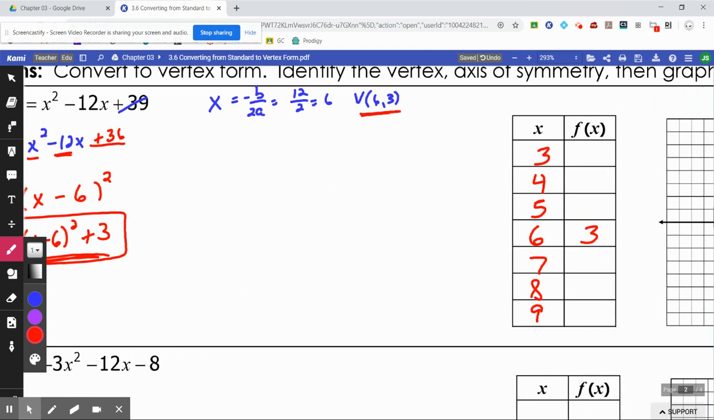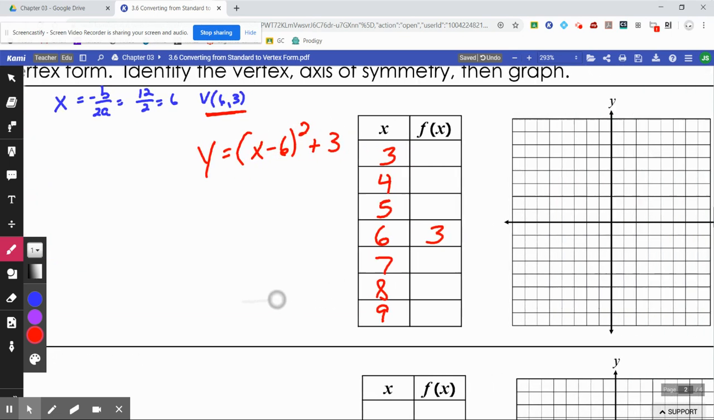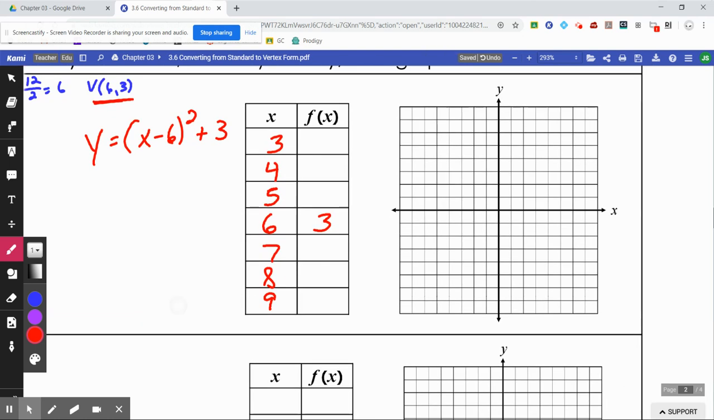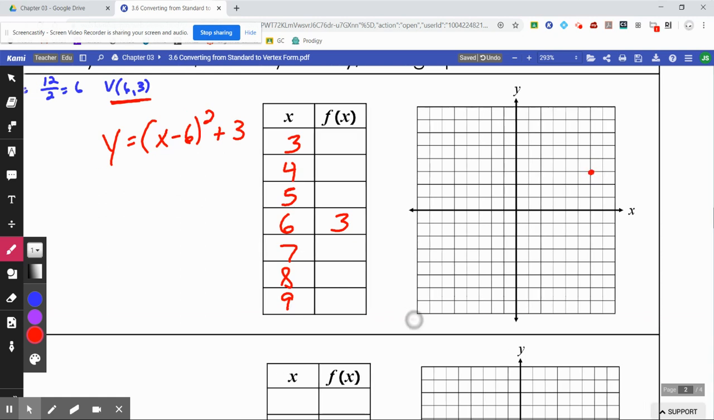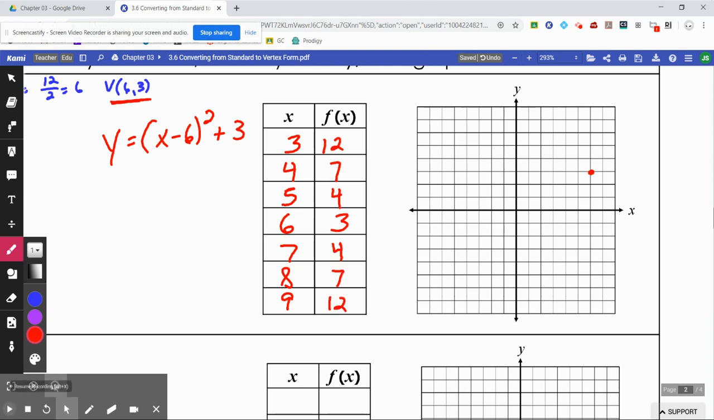So let me copy this back down over here. Y equals x minus 6 squared plus 3. Let's plug these points into it, and then we'll plot them on our graph. We can go ahead and plot our vertex. 1, 2, 3, 4, 5, 6, 3. So our vertex is located here. This parabola should cup up. Let's plug these values in and see what we get.